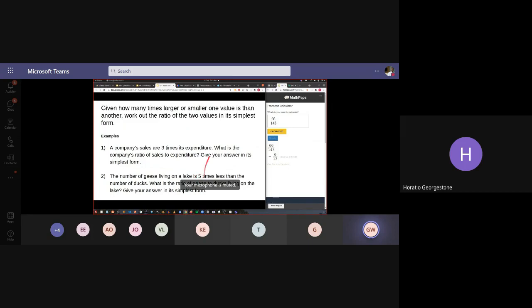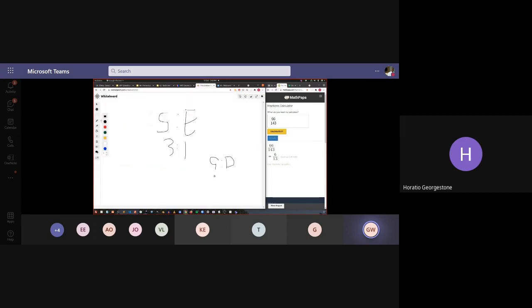Well, it's 5 times less. So it's going to be 1 to 5, because we want the number of ducks to be 5 times more than the number of geese. Another way you could think of it is that the number of geese is 1/5 the number of ducks. And if you simplify that, you actually have to times them both by 5, which gets you to there. Okay.